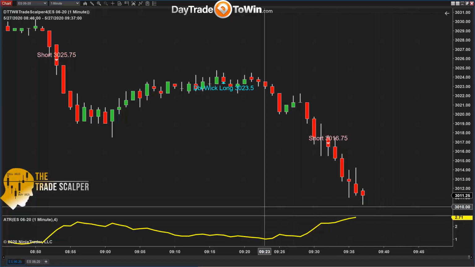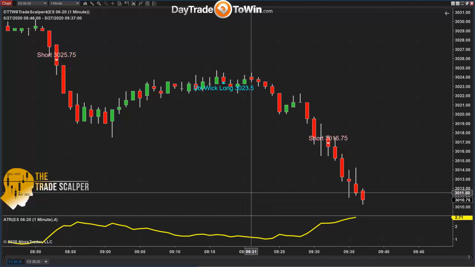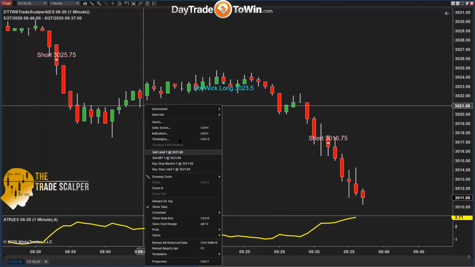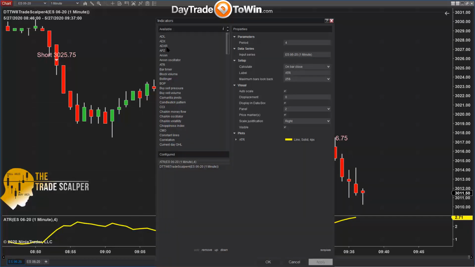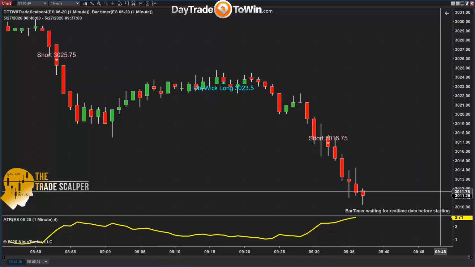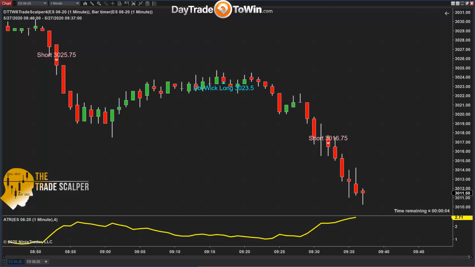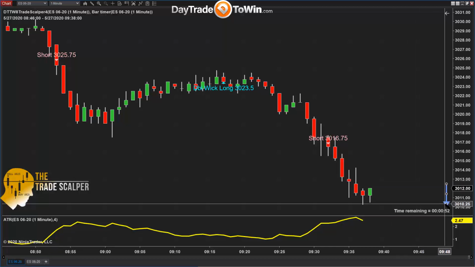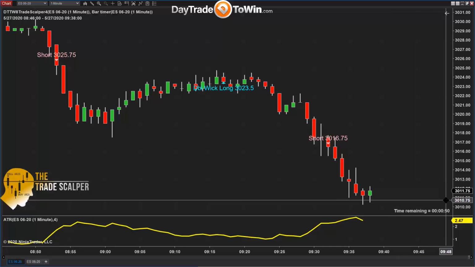One thing that I do recommend everyone to add to your chart is a bar timer. So I'll add a bar timer here to the chart. And that way it's a countdown timer. How many minutes or seconds are left if you're looking at a 5-minute chart or a 1-minute chart or a 30-second chart. And so if there's an entry or if there's a trade and I know that I have to wait until the candle closes before I buy or sell, I can have an advanced warning by using the bar timer. So that's something I recommend.